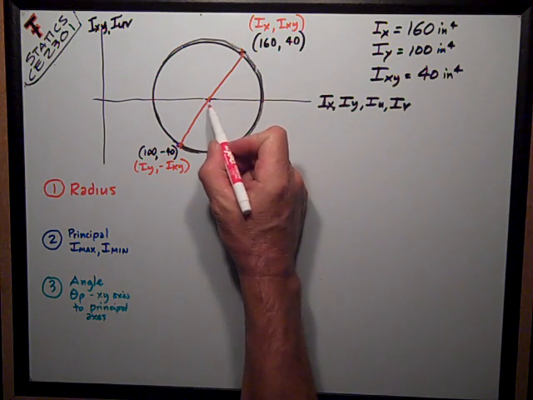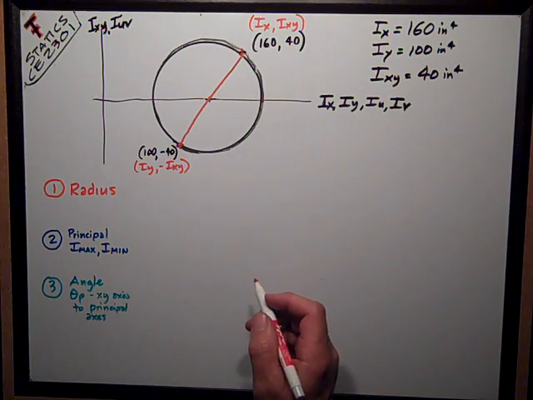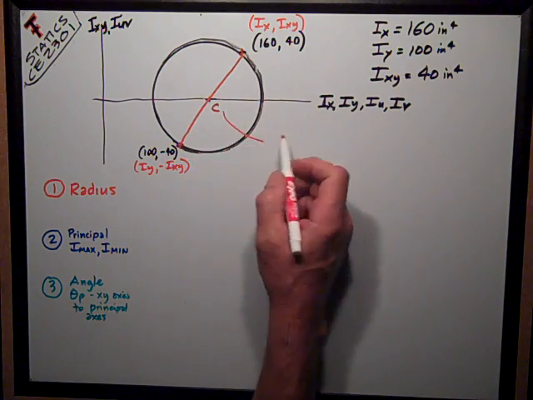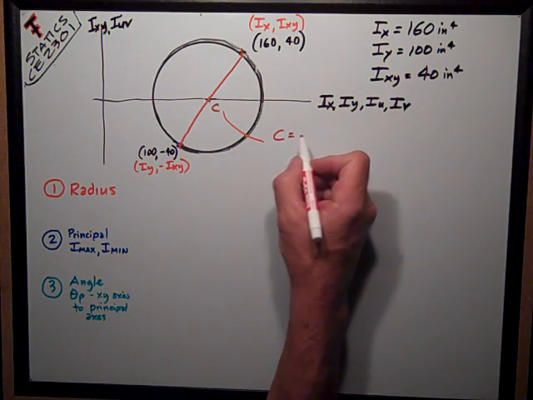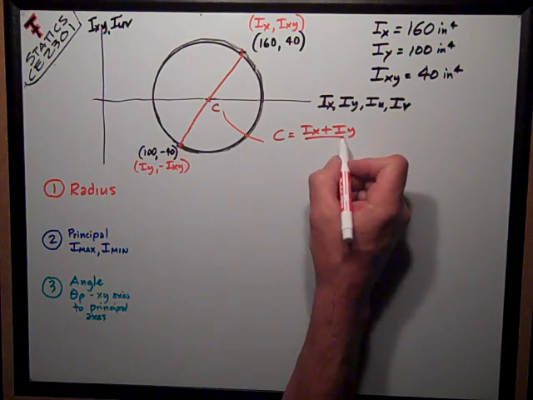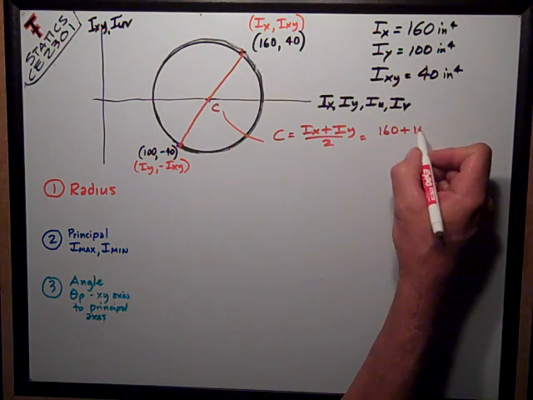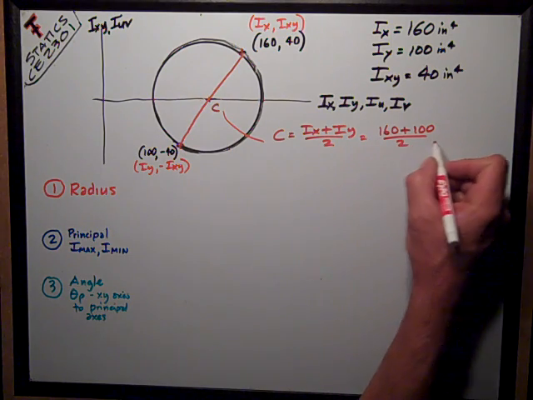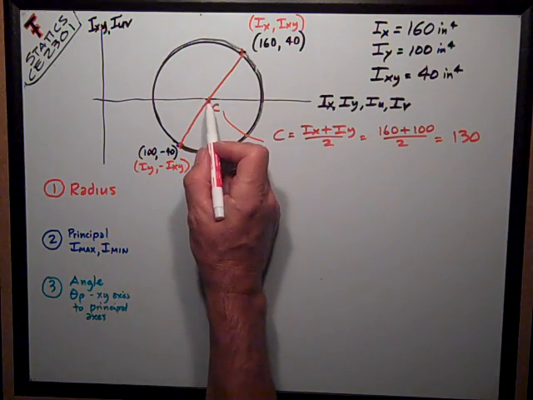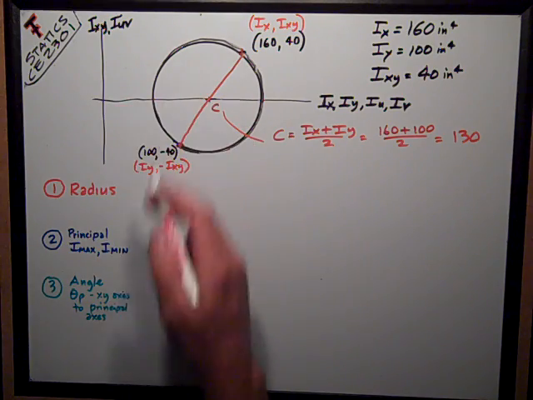Now I know where the center of my circle is, wherever that line intersects the horizontal axis, and I can figure that value, a very important value. The center is at Ix plus Iy divided by 2. So in this example, it's 160 plus 100 divided by 2, which is equal to 130. So the coordinate of the center is at 130 and 0 on the product of inertia axis, the vertical axis.